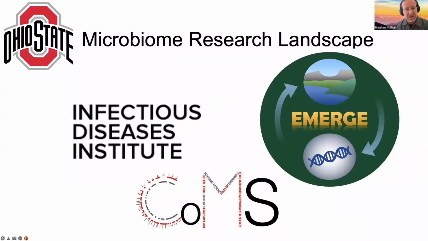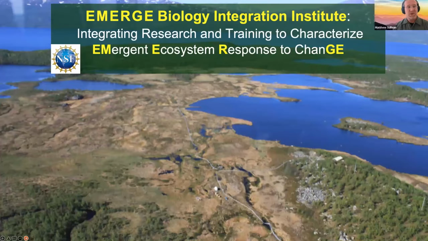So beyond the Infectious Disease Institute and the Center of Microbiome Science, we've recently gotten an NSF-funded Biology Integration Institute called eMERGE, which is to study emergent ecosystem response to change, and is really focused on this particular thawing permafrost site in northern Sweden, which is a long-term ecological research site called Abisko. And at that site, there's lots of instrumentation and decades of study, and it's an actively thawing site.